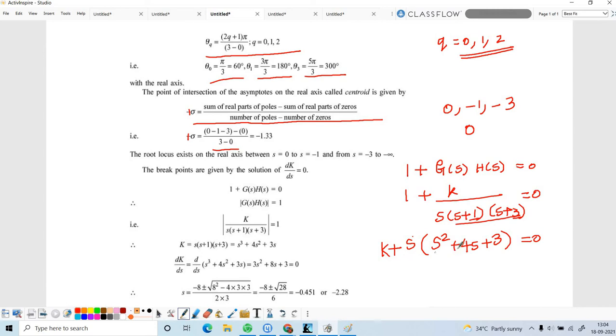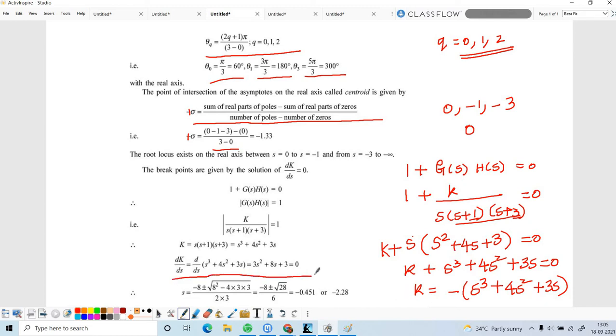So k plus s into s square plus 4s plus 3 equal to 0, or k plus s cube plus 4s square plus 3s equal to 0. So k is equal to minus of s cube plus 4s square plus 3s. Next I am going to find the differentiation of k with respect to s. So what is the answer? 3s square plus 8s plus 3 equal to 0.